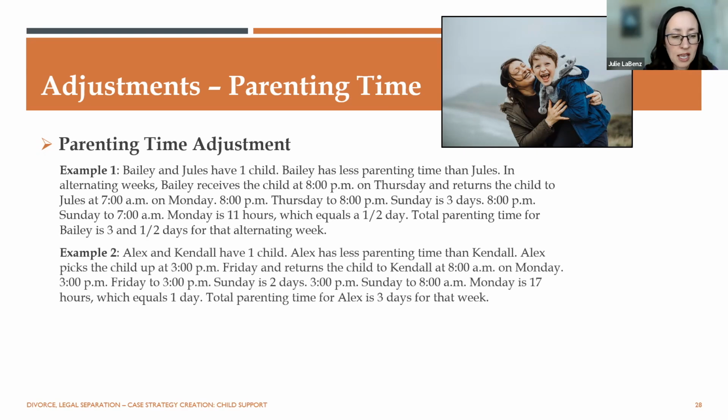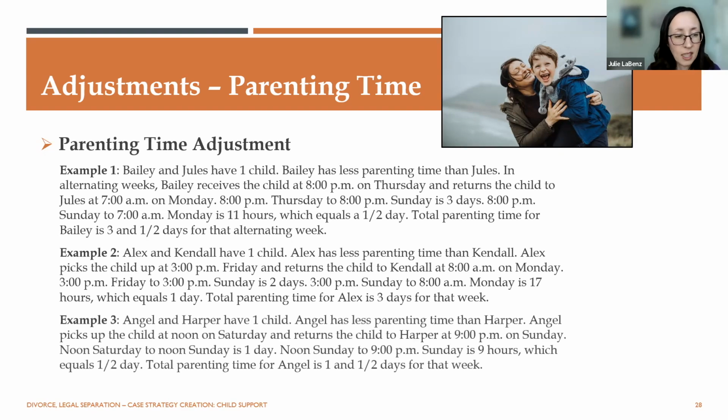Here's another example. Alex and Kendall have one child. Alex has less parenting time than Kendall. Alex picks the child up at 3 p.m. Friday and returns the child to Kendall at 8 a.m. on Monday. 3 p.m. Friday to 3 p.m. Sunday is 2 days. 3 p.m. Sunday to 8 a.m. Monday is 17 hours, which equals 1 day. Total parenting time for Alex is 3 days that week.